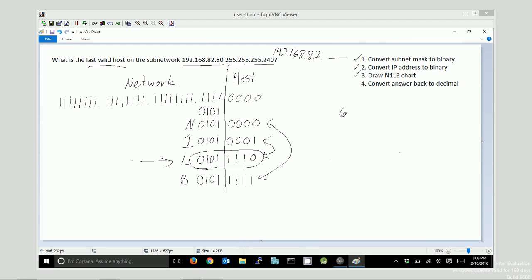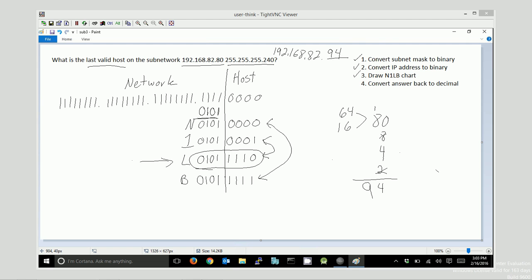So, looks like there's a 64, a 16. We already know that equals 80 from up here when we did this math. And I'm also adding in an 8, a 4, and a 2. So there's 14 there. And my answer is 94. The last valid host on this subnetwork is .94.